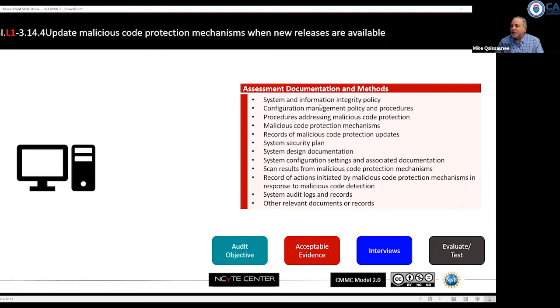Again, evidence here: our integrity policy, procedures for addressing malicious code protection mechanisms, records of protection updates. Basically, you document when you update your anti-malware software, so you have a record of when it was updated for the organization. Also scan results from malicious code protection mechanisms, and records of actions initiated by those mechanisms. And who do we interview?